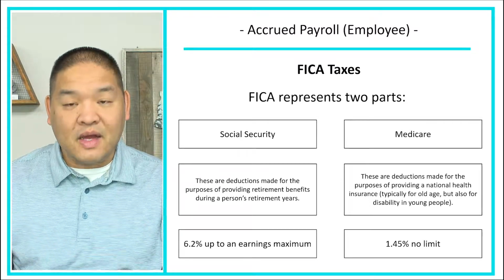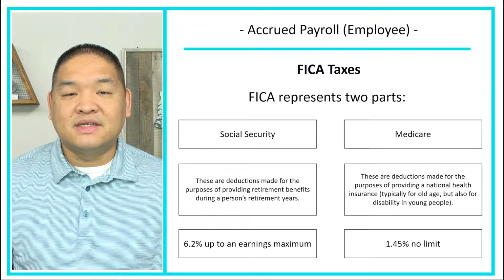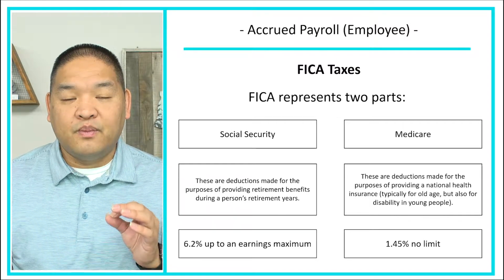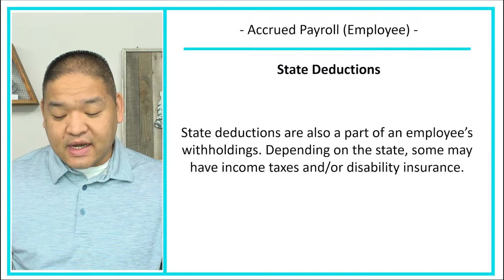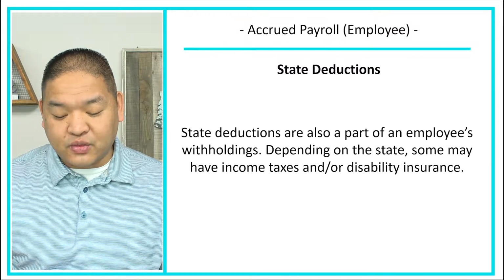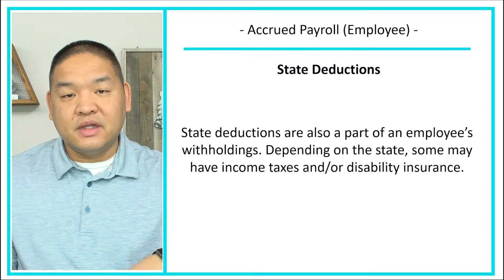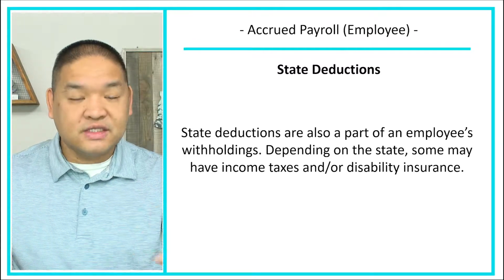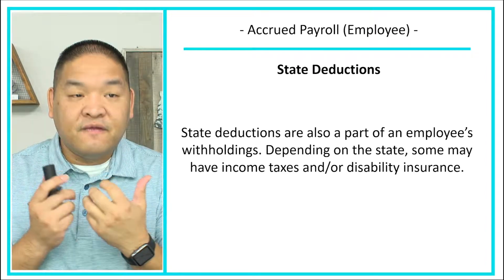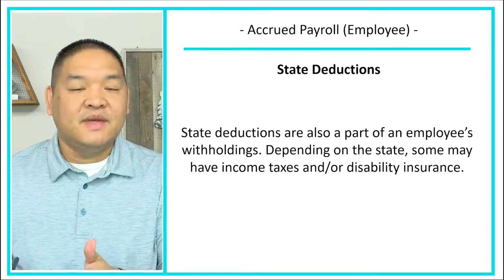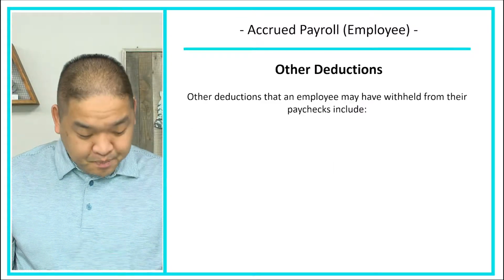So Social Security and Medicare are, again, the second biggest deduction combined from your payroll or your paycheck. All right, state deductions. State deductions are also a part of an employee's withholdings, depending on the state. Some may have income tax or disability income or insurance. We're not going to cover that. We're only going to cover the federal stuff, but there may be some state deductions that you're going to have to account for as well.